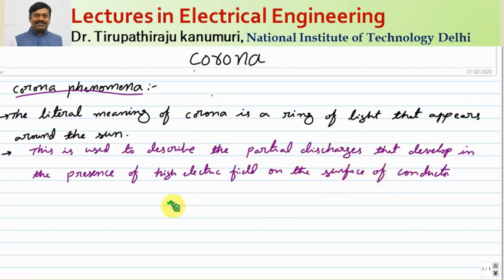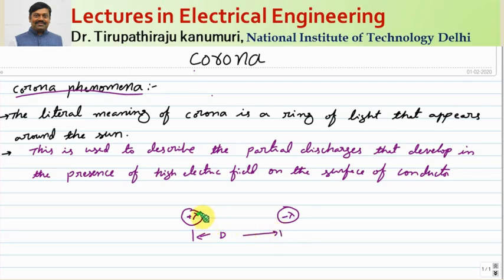Let us take, for example, a power system. A power system will have at least 2 conductors, and sometimes even more than 2 conductors. Let us take the example where one conductor is carrying a positive charge and the second conductor is carrying a negative charge. Let us assume the radius of each conductor is small r, and the distance of separation between them is capital D.